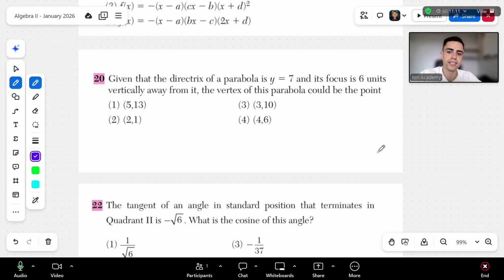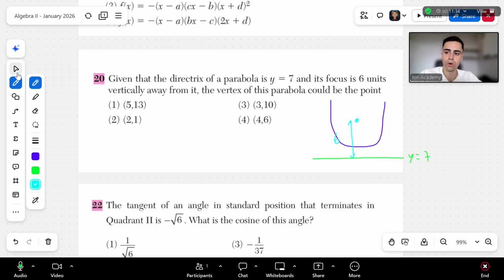We are given that the directrix of a parabola is y equal to 7. So y equal to 7 is here. Then the focus is 6 units above. So we have a parabola, it could be of this kind. And then the focus is around here, and this is 6 units above.